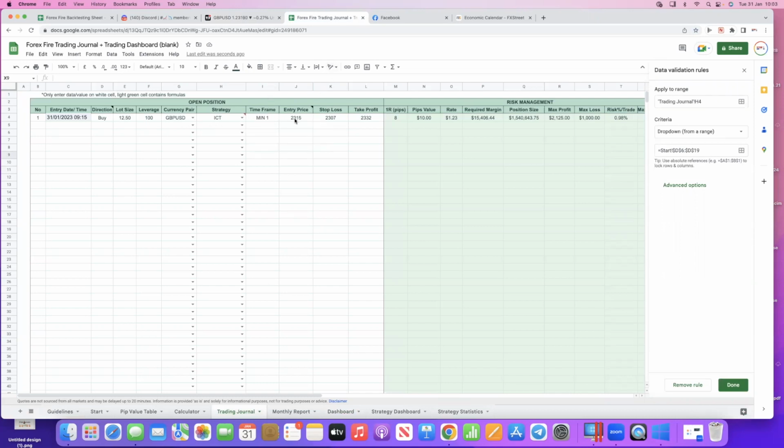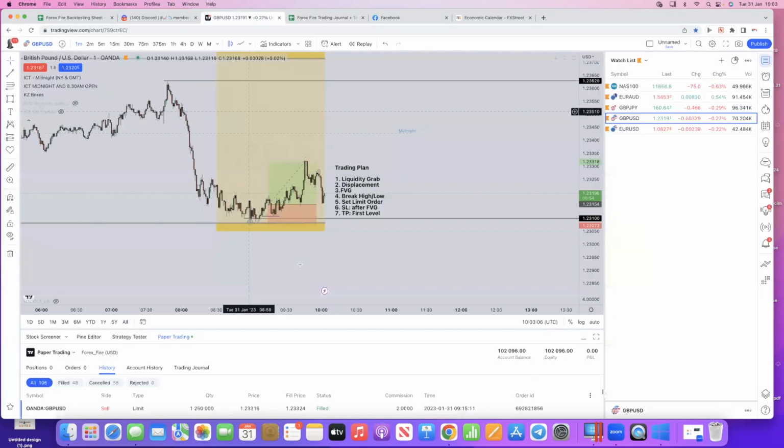From there, 1 minute time frame. The entry, again, is based upon the last 4 digits of this here. So it's 2315. You can see on here, 2315 on that entry there.